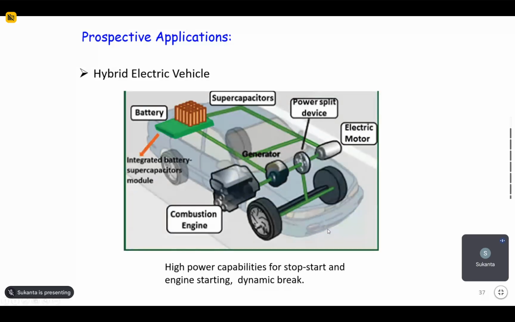And here, we use the battery when we start the car. It gives a high pressure, and it affects the battery, right? So if we use a supercapacitor combined with the battery, then the power required will come directly from the supercapacitor. When we stop the car at a signal, the supercapacitor will be charged immediately, and then when we start it, the supercapacitor will give the power, not the battery. So in this way, in a hybrid electric vehicle, we can increase the lifetime of the battery as well as the car.